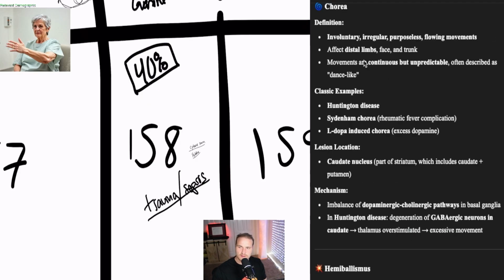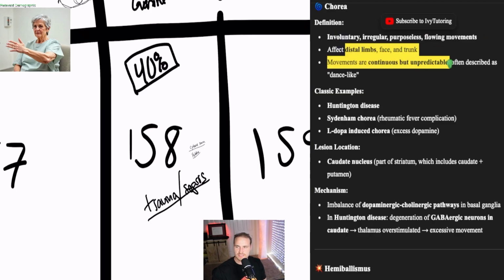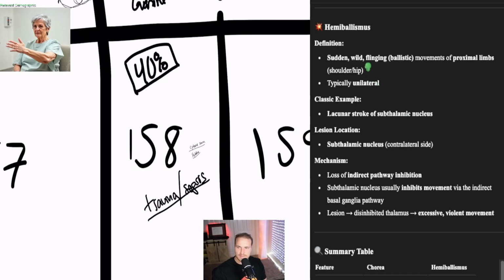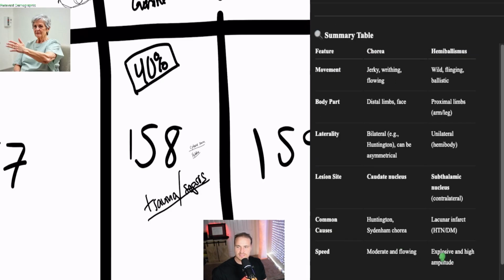Now, there's a difference between chorea and hemiballismus. Chorea is involuntary, irregular, purposeless flowing movements. It affects the distal limbs, the face, and the trunk. Continuous, but unpredictable. It's dance-like. Hemiballismus is sudden, wild, and flinging. Unilateral. Much faster. Chorea is in Huntington's and Sydenham chorea. It affects the caudate nucleus, whereas subthalamic nucleus damage causes contralateral hemiballismus.